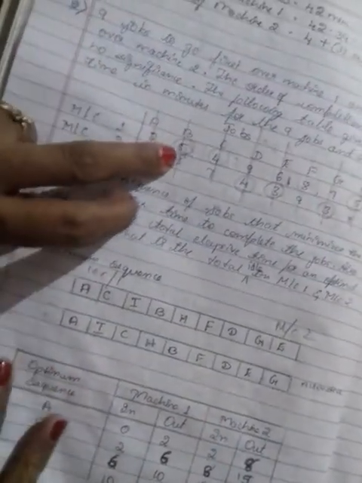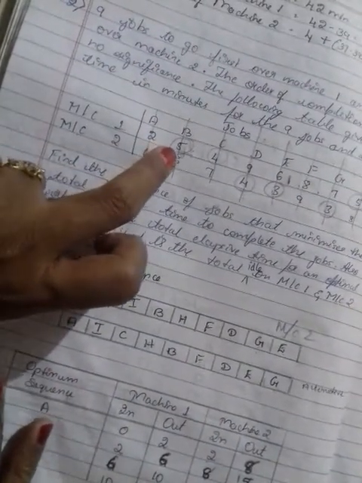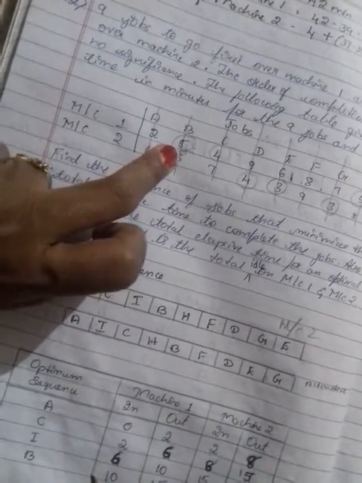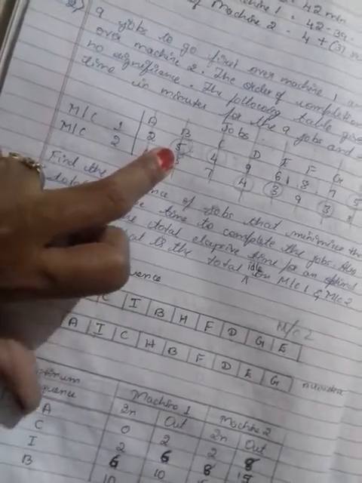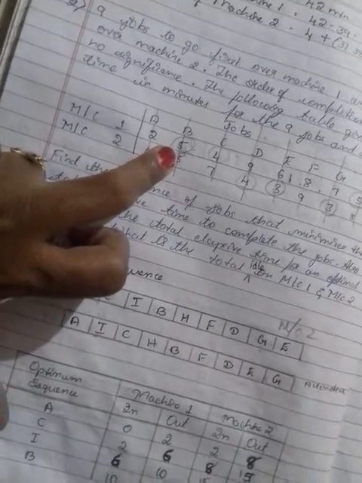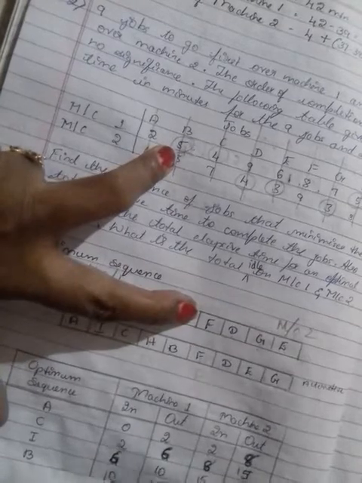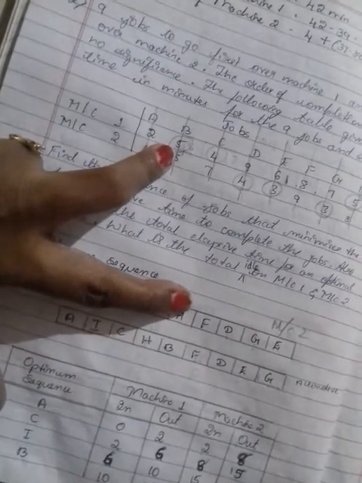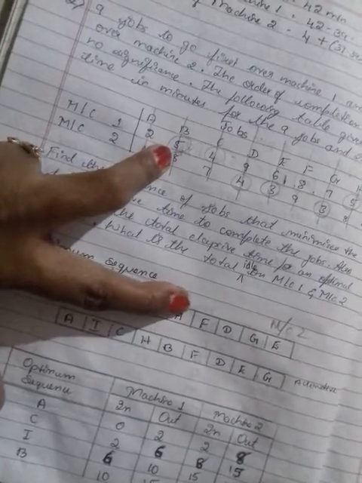Okay, next one is B. Go to B. For mission 1 it takes 5 minutes to complete. So here 10 minutes. So at the 10th minute you are starting the B job. It takes 5 minutes to complete. So 10 plus 5 is 15. Okay, so this 26 is longer compared with 15. So you have to take 26.